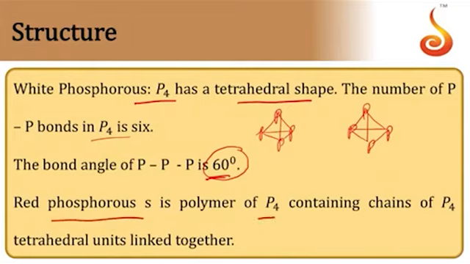When it comes to red phosphorus, it has polymeric P4 units present in it. Let us take one unit like this, one more unit, one more, and so on and so forth, say taken n times. In each corner we have a phosphorus atom. It's a polymeric structure. Because of the polymeric structure, red phosphorus is less reactive in nature.